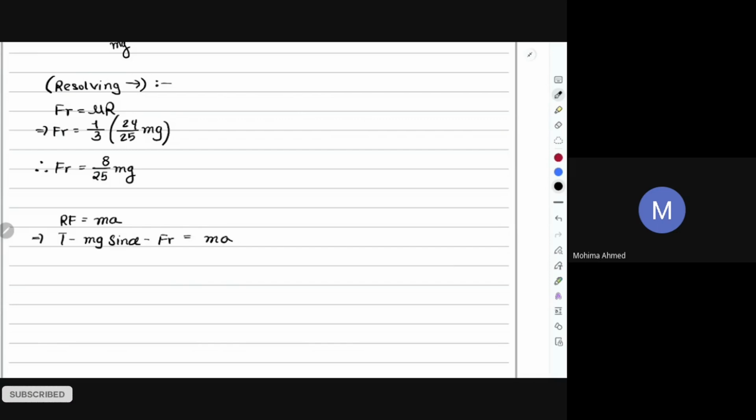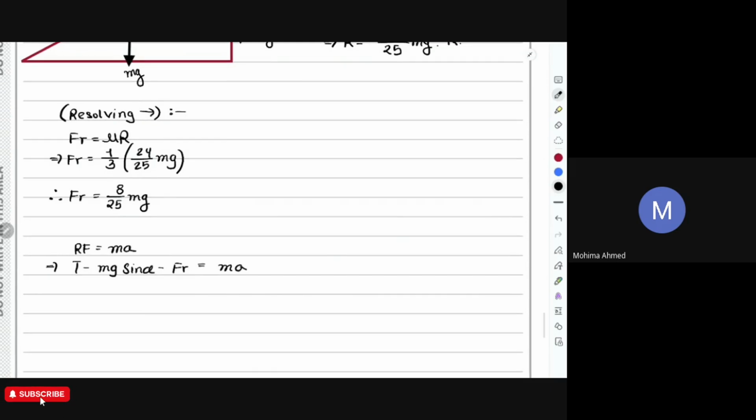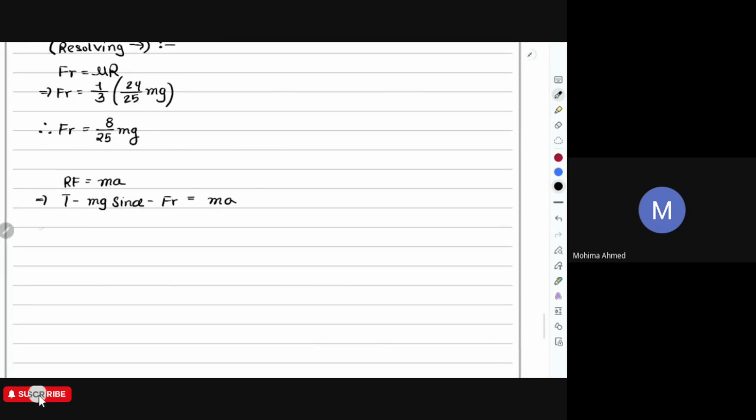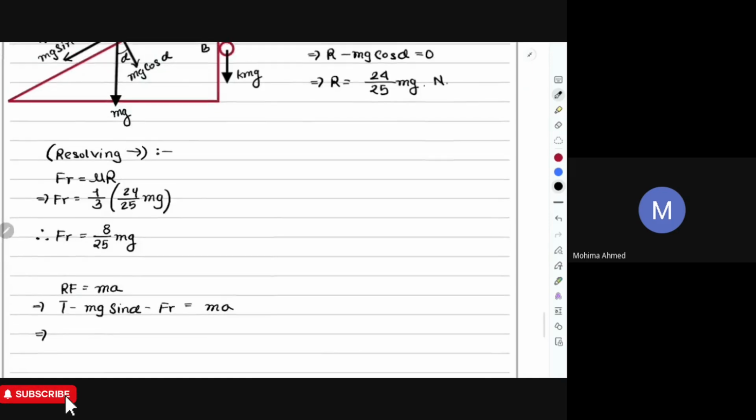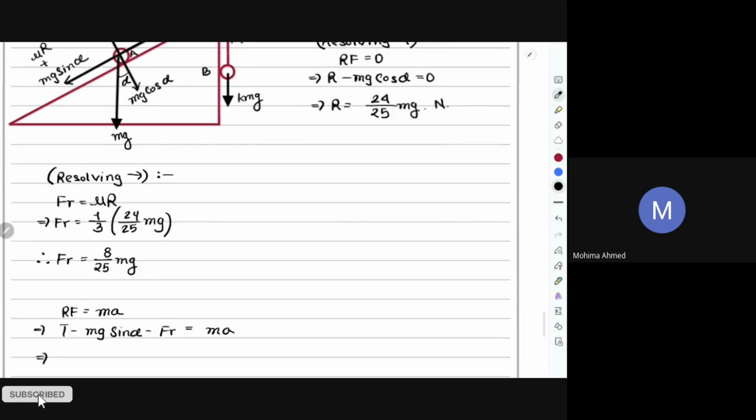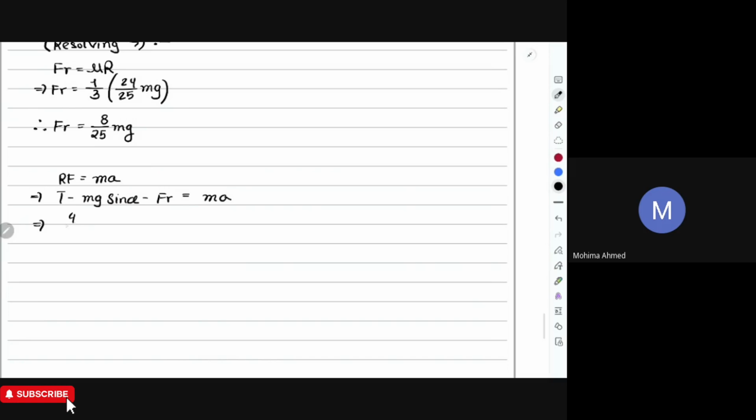Mass of particle A was also m. Again, all this time I was focusing on particle A only, right? Not on particle B. So I can write tension was what? 3 by 4, I think. I have written that. 4 by 3. Okay, so we have 4 by 3 mg. Sine alpha is, by the way, 7 by 25. So 7 by 25 mg. Friction is your 8 by 25 mg equals ma, right?